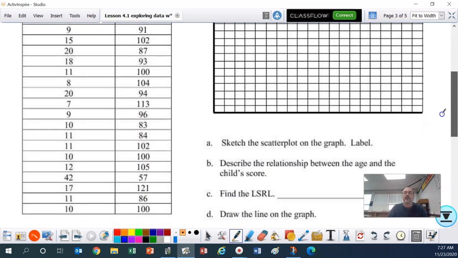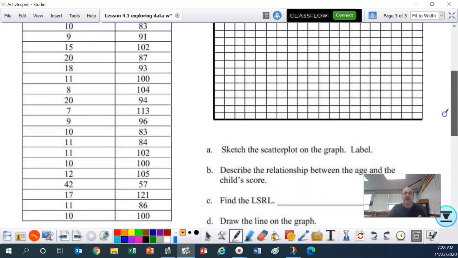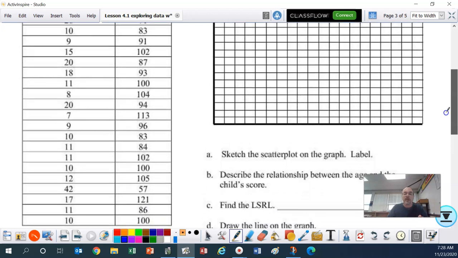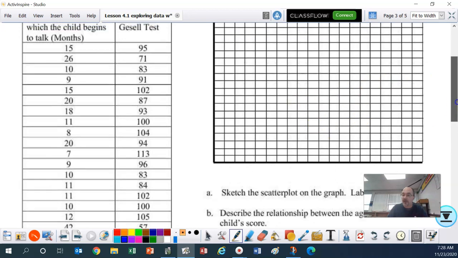All right, ladies and gentlemen, so what I'm going to do, again, you have the power of pause and rewind. Okay, here's the data, and then there's a couple at the bottom. I'm going to go ahead and type these in my calculator and get my graph all set up.